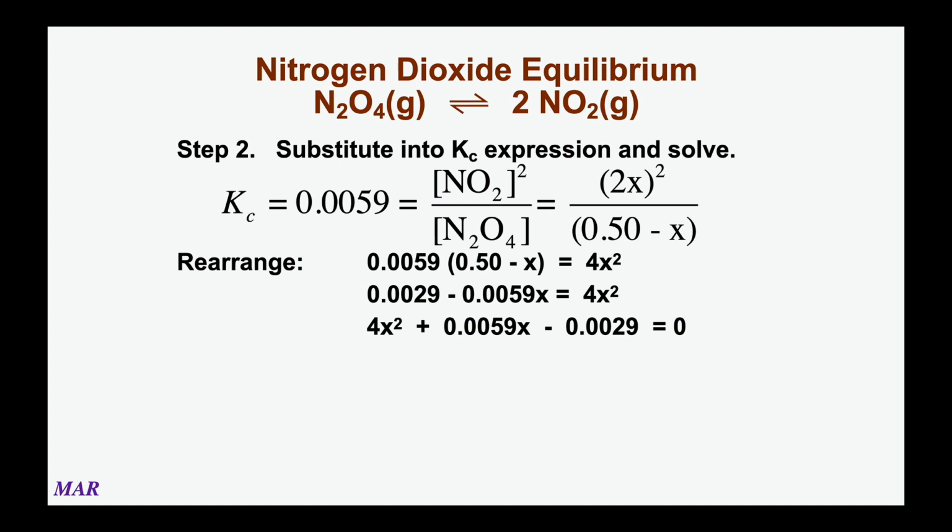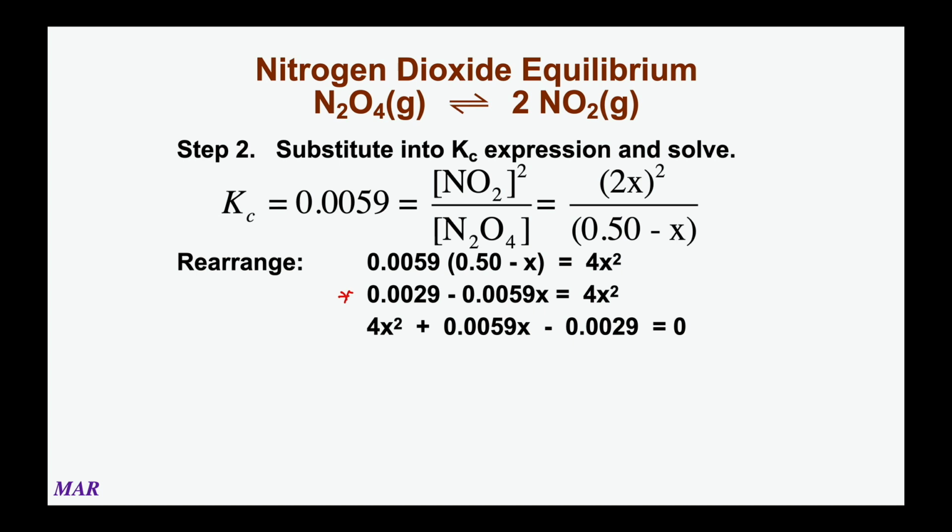So then you have 0.0059 times 0.5 minus x, and (2x) squared becomes 4x squared. So you can see then in the second line there, 0.0059 times 0.5 is 0.0029, and then also 0.0059 times negative x, you can see that equals 4x squared, and you rearrange it to 4x squared plus 0.0059x minus 0.0029 equals 0.